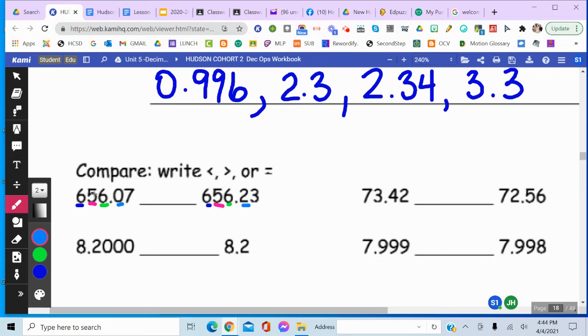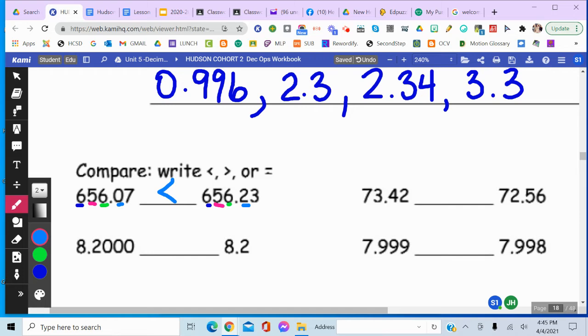So 656 and 7 hundredths is less than 656 and 23 hundredths. Another way to think about this is money. Would you rather have $656.07 or $656.23? Not a huge difference, but hey, money is money, right?